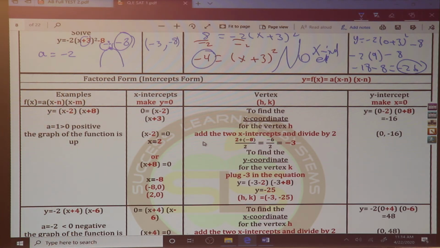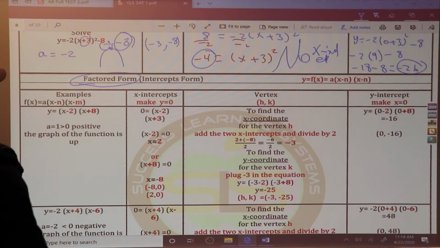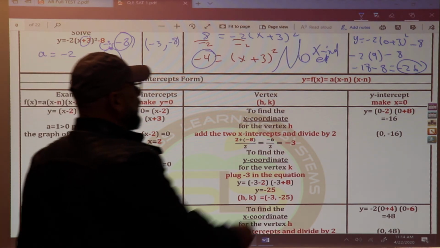Now the last form we're going to discuss, we call it factored form. What do we call it? Factored form.